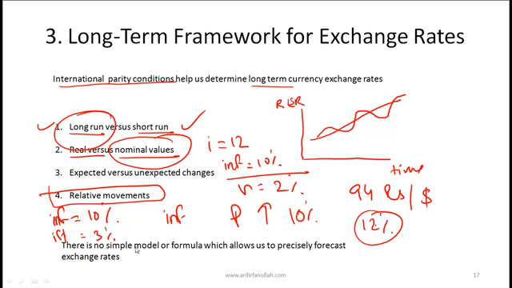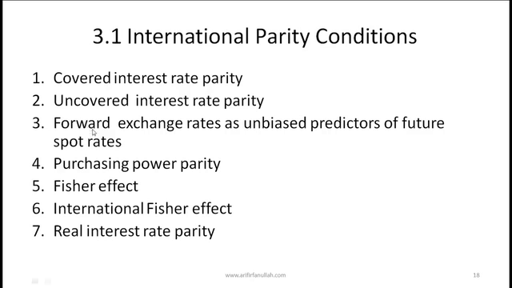And finally, a core point is that there is no simple model or formula that will allow us to precisely forecast exchange rates. What we are simply studying is tools or elements that help us forecast, but none of these are perfect. So now let's get into the actual international parity conditions, and these are the 7 elements that we will study.